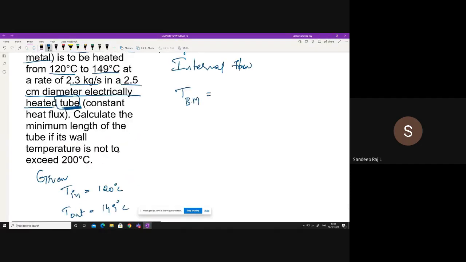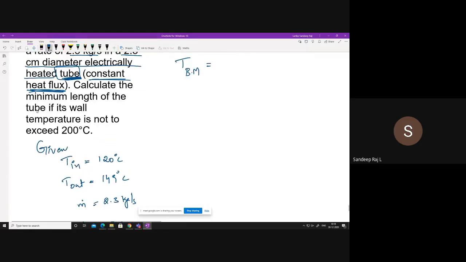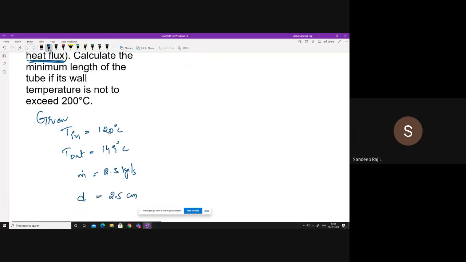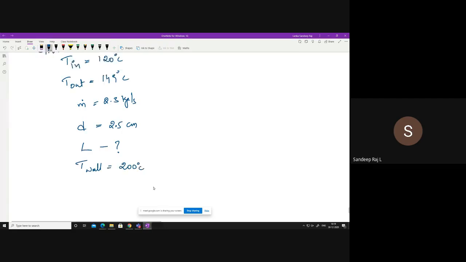What else is given? It's a constant heat flux problem. This has to be taken seriously. Then it's asking you to calculate the minimum length of the tube, if its wall temperature is not to exceed a given value. So it is asking you to find out the L value if the temperature of the wall is 200 degrees centigrade. This is what is given.